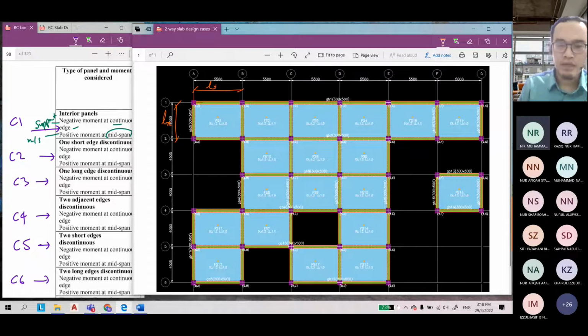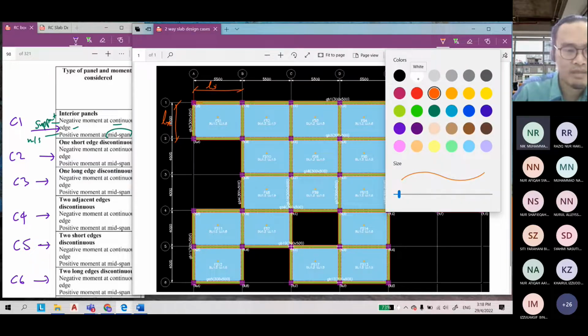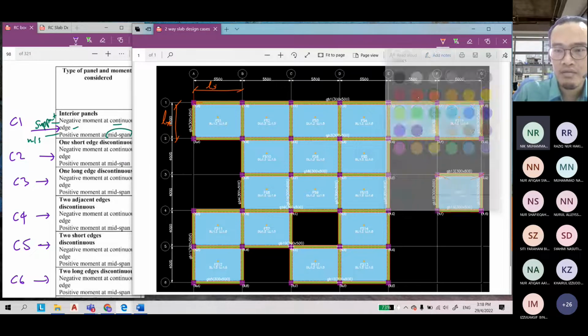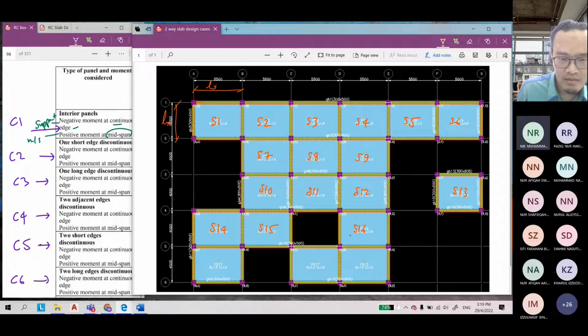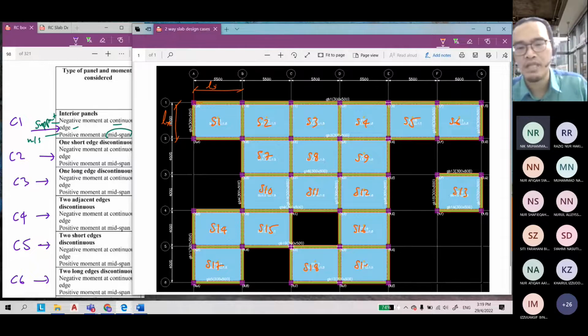So we have a total of how many slabs, and then we will categorize them one by one. Okay, let's do it together. Let's use the orange color. This is slab number one, panel number one. This is slab number two, slab number three, four, five, six, seven, eight, nine, 10, 11, 12, 13, 14, 15, 16, 17, 18, and 19. We have a total of 19 slab panels here.